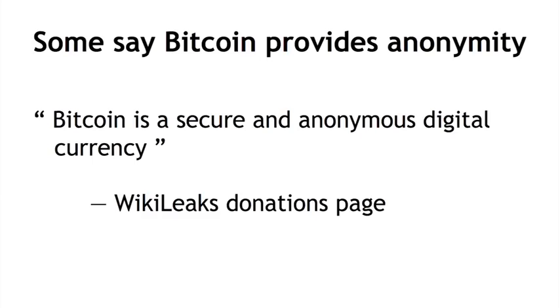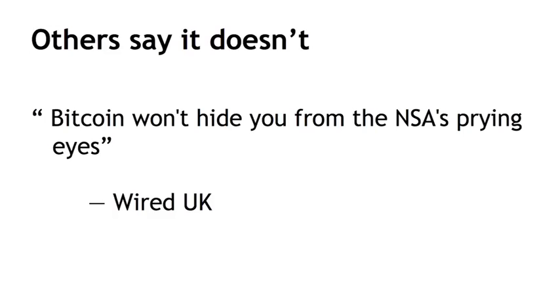If you look online, you'll see there are a number of people and groups saying that Bitcoin is anonymous. There's no shortage of opinions on this. Let me just pull out one quote in particular. This is the WikiLeaks donation page. It says, in plain and simple terms, Bitcoin is a secure and anonymous currency. Is that actually true? Well, you'll also find a variety of opinions to the contrary. Again, I'm just pulling out one example. This is Wired UK saying, Bitcoin won't hide you from the NSA's prying eyes. So how can we resolve this confusion?